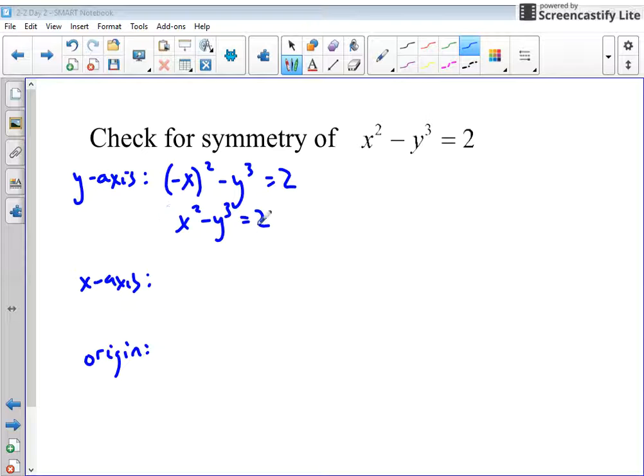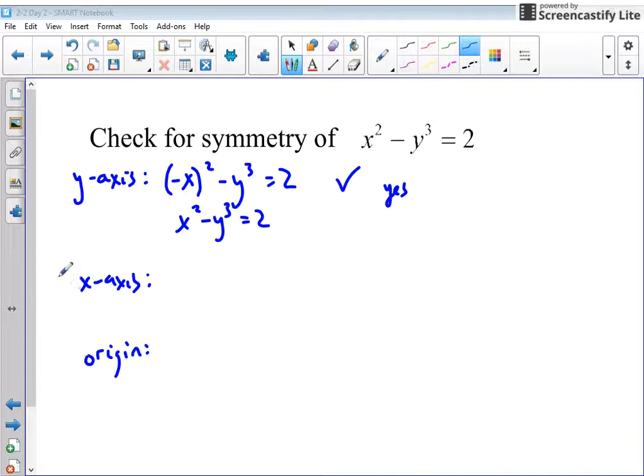Now notice how that equation is exactly the same as this equation. That's the test right there. Since that equation is the same, then there is symmetry with respect to the y-axis. I'll say a check mark, or I can say yes. I'm going to do something later to finish that up.